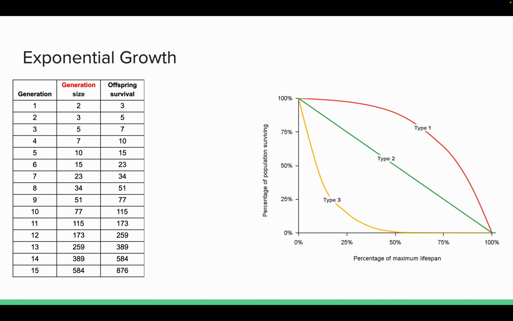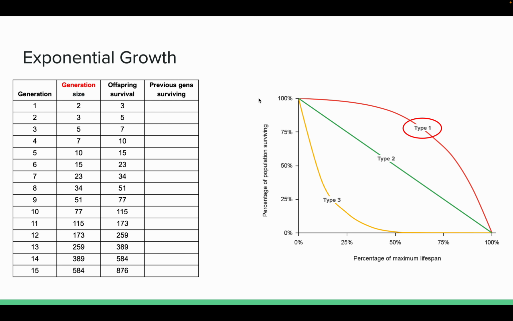So let's do that. But first of all, just keep in mind our survivorship curve from the previous video. Remember, we had type 1 species, type 2 species, and type 3 species. Now, we're going to assume that our species that we're tracking here is a type 1 species, meaning that a lot of the individuals survive through towards maximum lifespan.